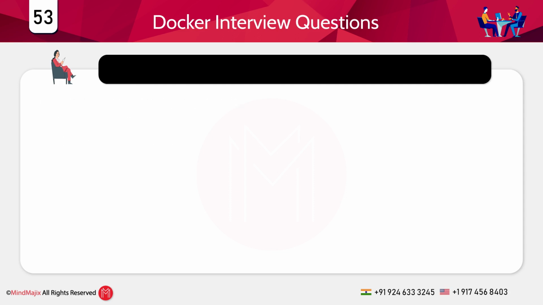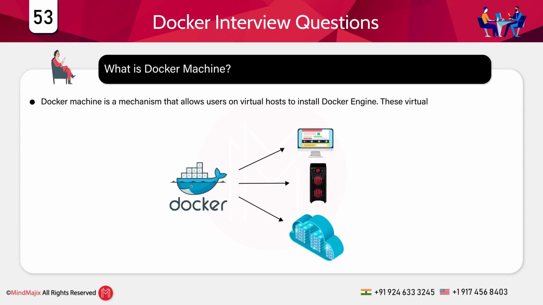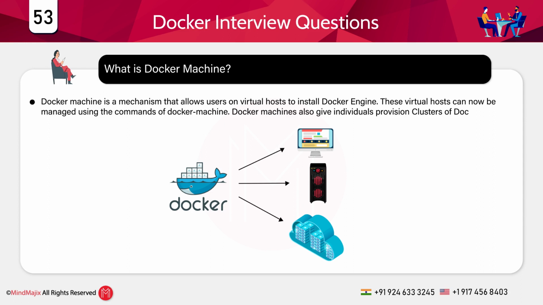The next question is: what is Docker Machine? Docker Machine is a mechanism that allows users to install Docker Engine on a virtual host. These virtual hosts can now be managed using the commands of Docker Machine. Docker Machine also gives individual provisioning of a cluster of Docker Swarm.